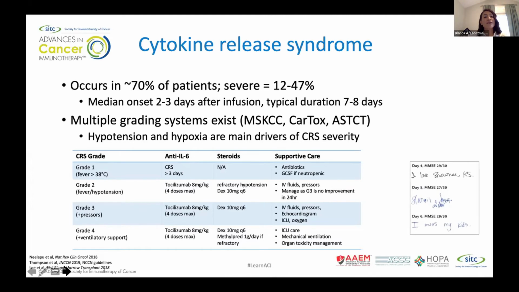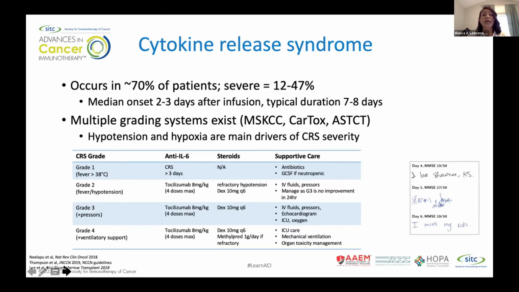Now going on to the grading. If a patient has a grade 1, a fever greater than 38 degrees Celsius and CRS that's greater than 3 days, we really do nothing but support the patient with antibiotics, and G-CSF if they're neutropenic. A grade 2, fever and hypotension, we add the tocilizumab at 8 milligrams per kilo and 4 doses max. And if the patient is refractory with hypotension, then dexamethasone at 10 milligrams every 6 hours, continuing the supportive care with IV fluids, pressors, and manage as a grade 3 if there's no improvement in 24 hours.